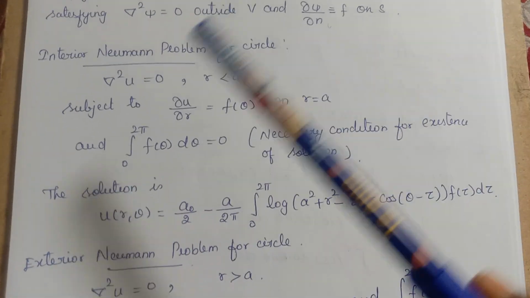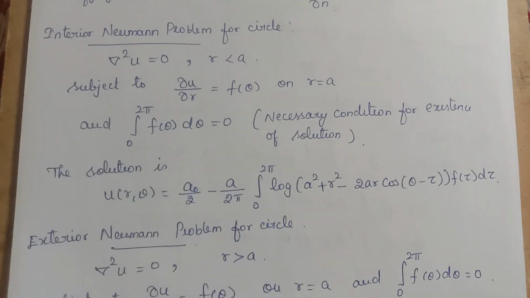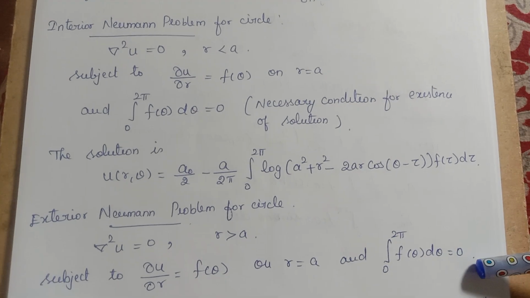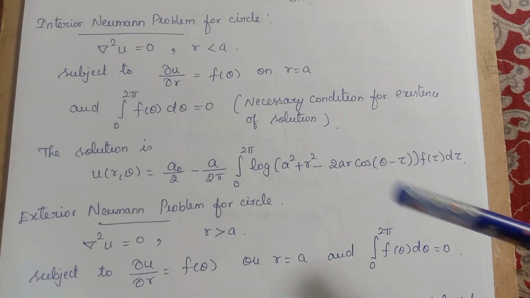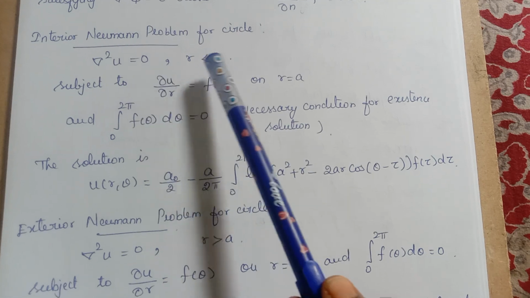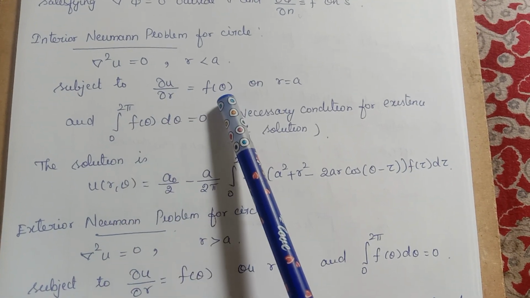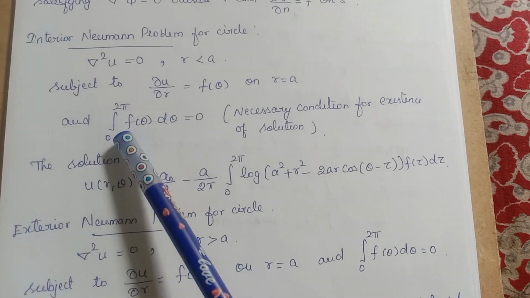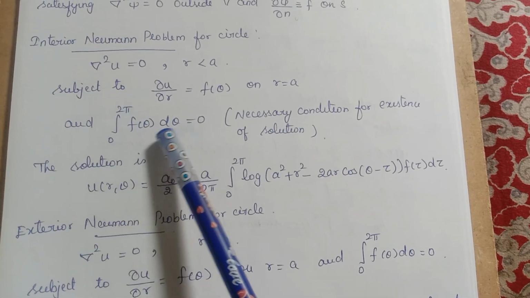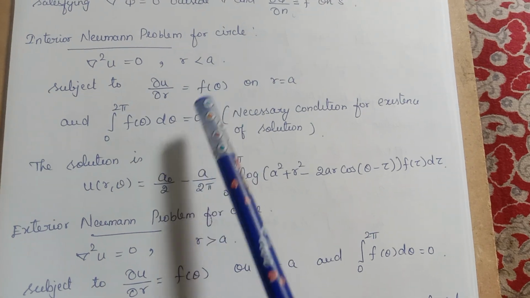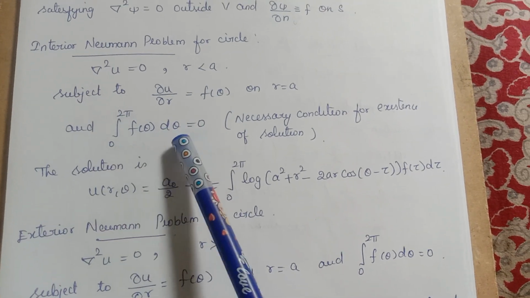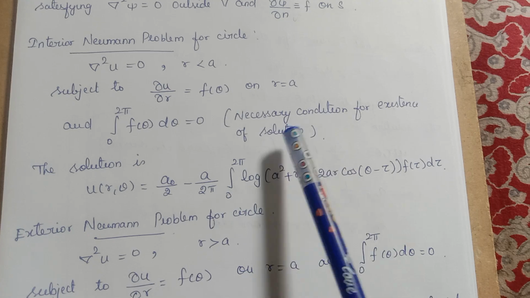Okay. So we see what's the solution for the interior Neumann problem for a circle and the exterior Neumann problem for a circle. The same thing, del square u equal to 0 within the circle, subject to the condition dou u by dou r equal to f of theta on r equal to a, and integral 0 to 2 pi f of theta d theta equal to 0. This must be 0. Okay, this is the necessary condition for existence of solution.